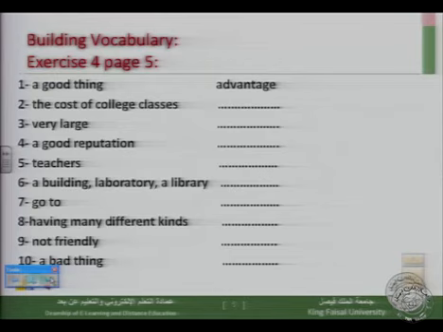The second definition is the cost of college classes. I think the word that means the cost of college classes is tuition. So here, tuition is the noun that means the cost of college classes. Next we have very large. What is the adjective that means very large? It's huge. Huge is the adjective that means very large.